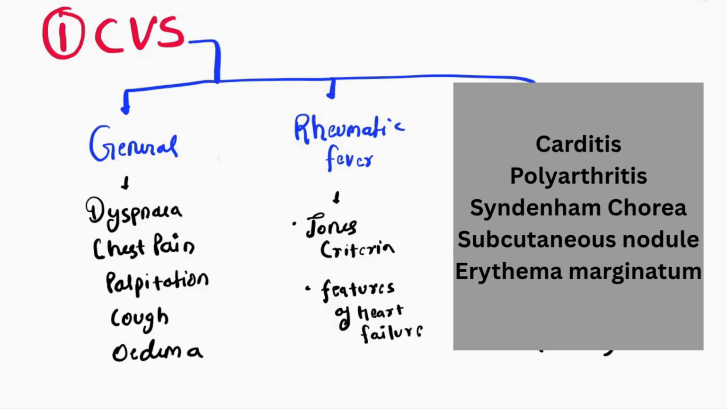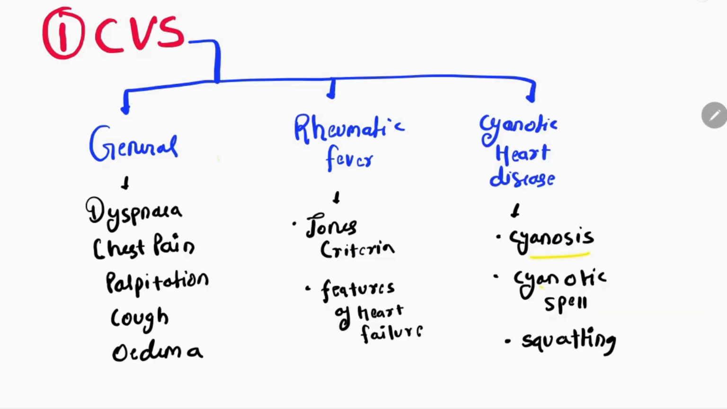So, chorea is basically because of the lesions in the basal ganglia. These are distal involuntary movements of limbs, and we have erythema marginatum. Rheumatic fever patients do present with features of heart failure. It can be features of left-sided failure or features of right-sided failure.